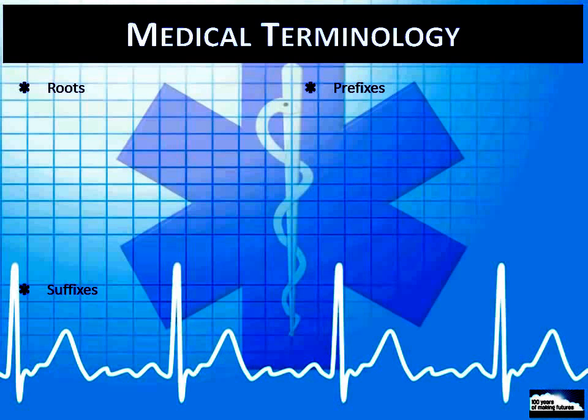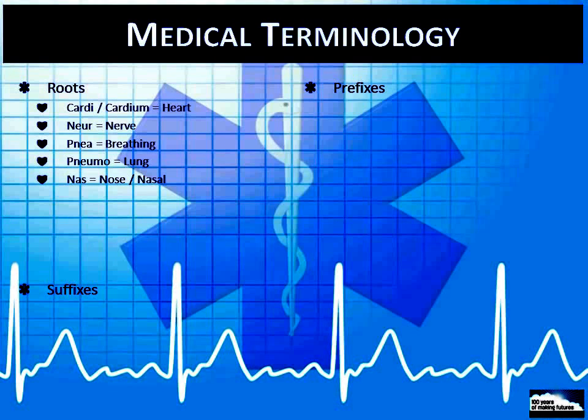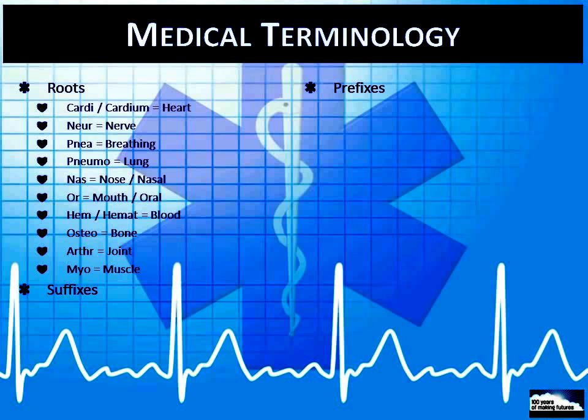Within the medical field, there are numerous roots for virtually every part and component of the body. For an EMS provider, some of the most common are cardia or cardium, which refers to the heart; neur, referring to a nerve or the nervous system; nia, related to breathing; pneumo, referring to the lung; nas, referring to nose or nasal; or, which refers to mouth or oral; hem or hemat, which refers to the blood; osteo, which refers to bone; arthra, which refers to joints; myo, which refers to muscles.